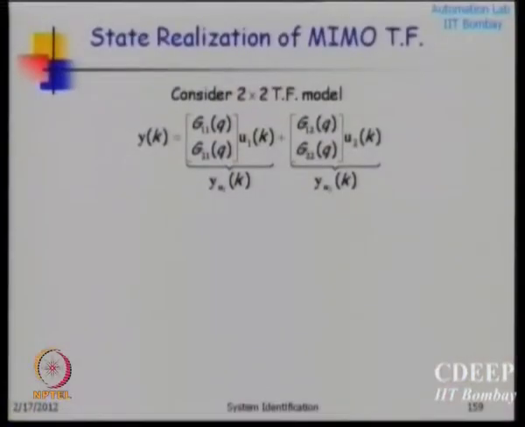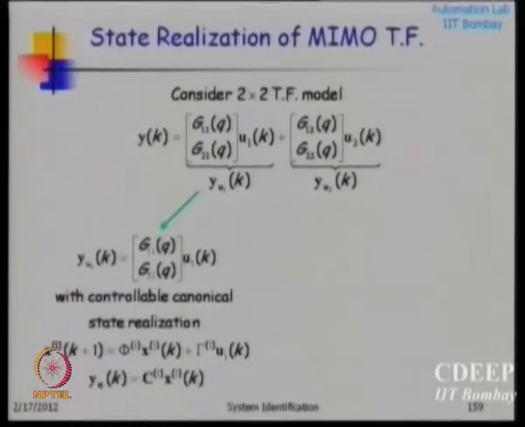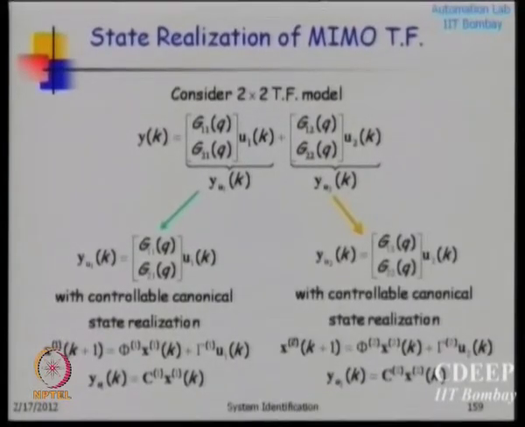Now what about 2 cross 2? If you have 2 inputs, 2 outputs, what do you do? I can develop one model here. I can develop a state realization with respect to U1. With respect to U2, I can develop another state realization, and I can put them together and create one big state realization.